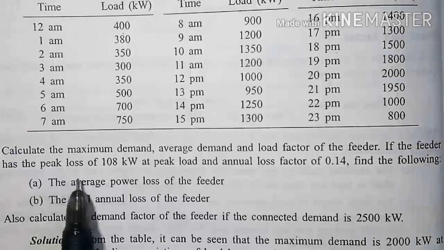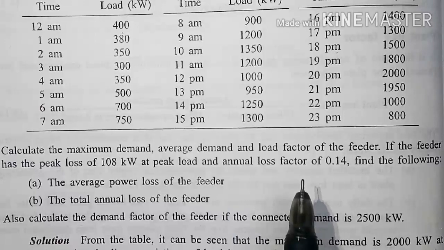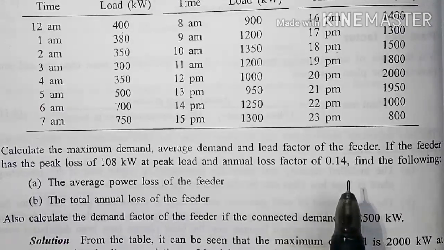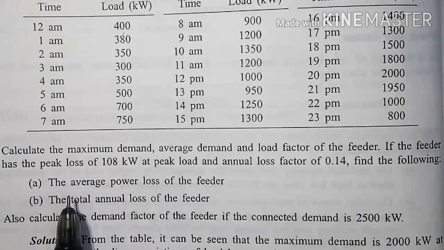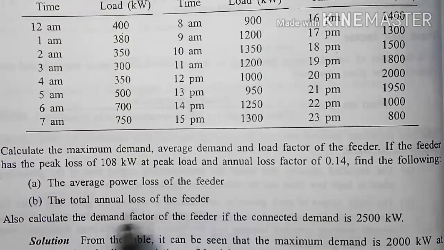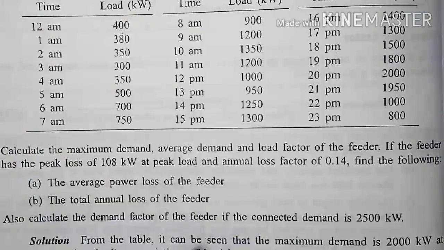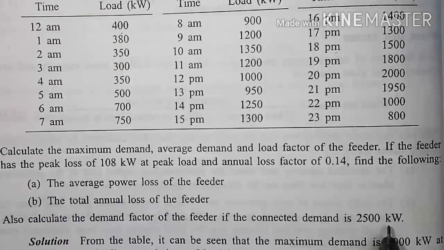If the feeder has the peak loss of 108 kilowatt and annual loss factor of 0.14, find the following. A, the average power loss of the feeder. B, the total annual loss of the feeder. Also calculate the demand factor of the feeder if the connected demand is 2500 kilowatt.